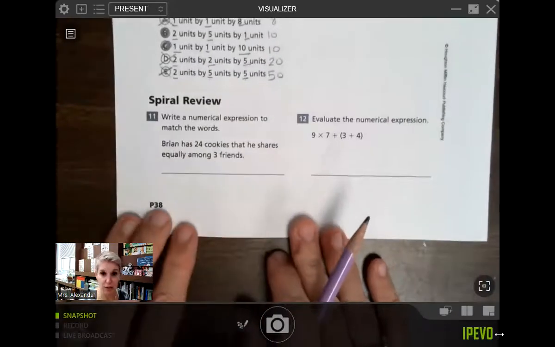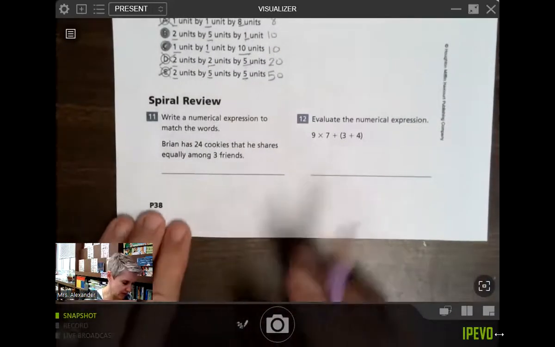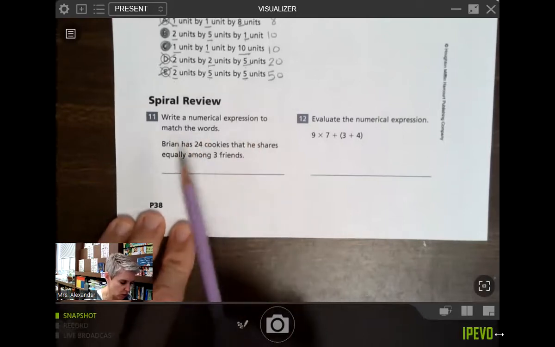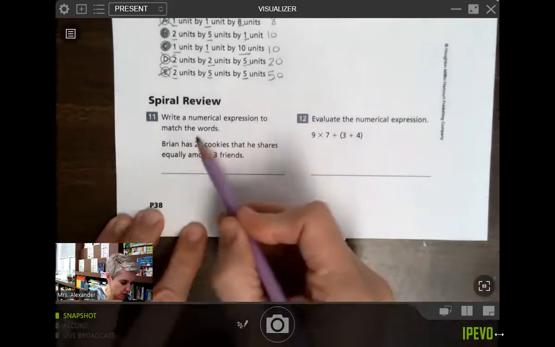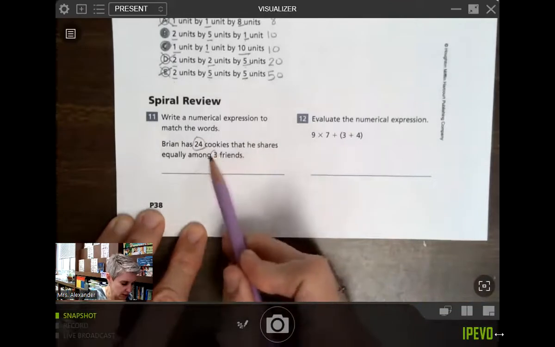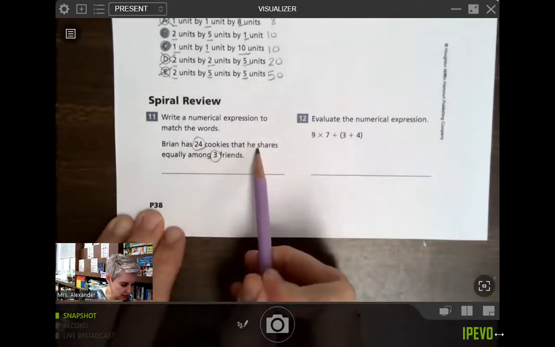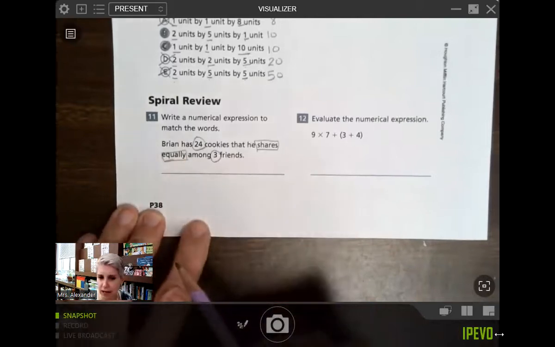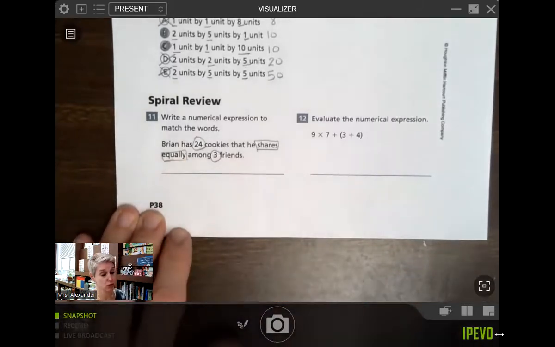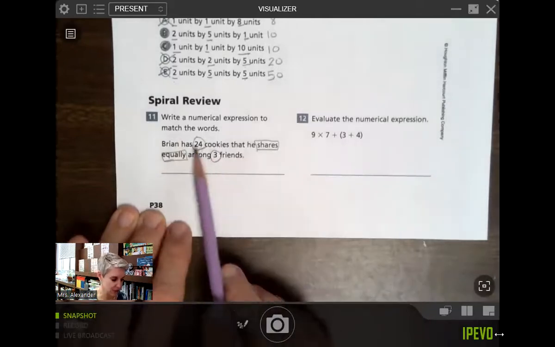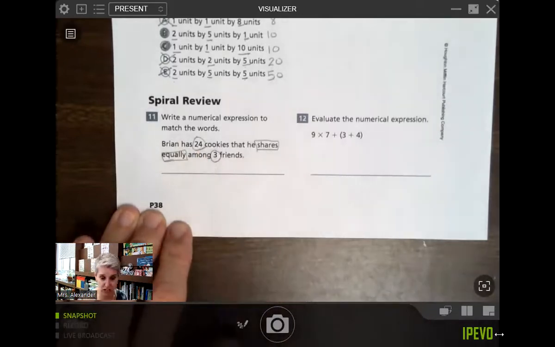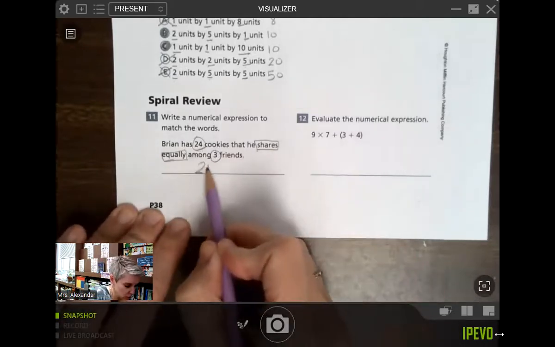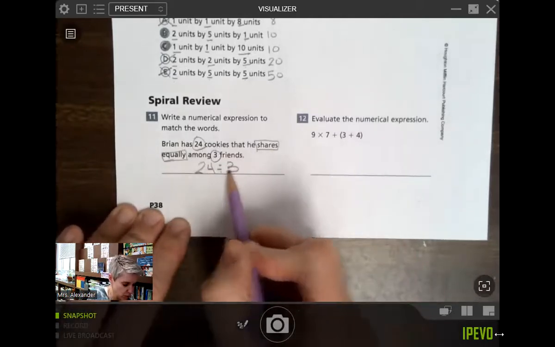There's a little spiral review from our order of operations. Write a numerical expression to match the words. Brian has 24 cookies. He shares them equally among 3 friends. Shares equally. It doesn't say Brian is having any of the cookies. I'm going to choose to think that he's just sharing those cookies with just the 3 friends and not keeping any for himself. So I would do 24 divided by 3.